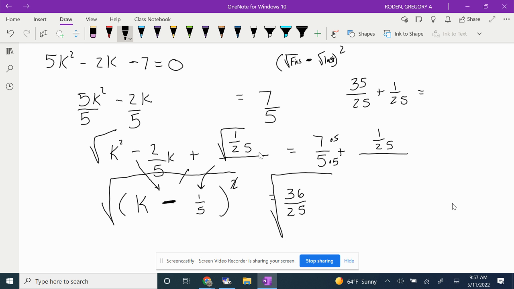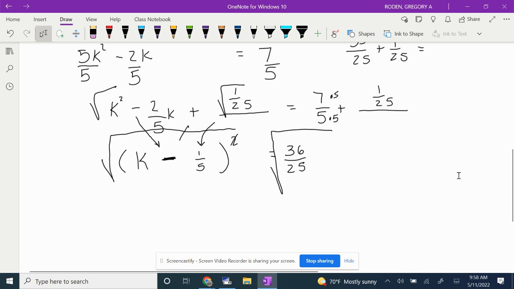Okay, now here we go. Once we take the square root, we have to do plus or minus. So now I have k minus 1/5 equals plus or minus.